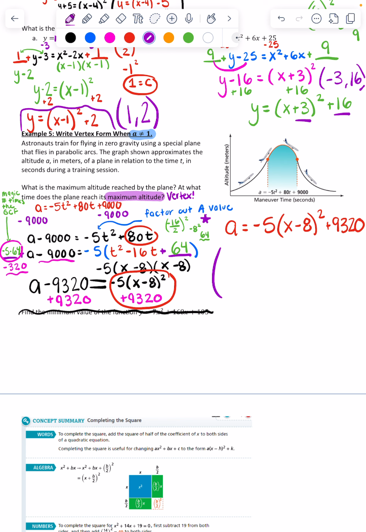And to answer our final question, our vertex is h, comma, k. This is our max height. We'll do h for height. And this is our time that we reach that height.